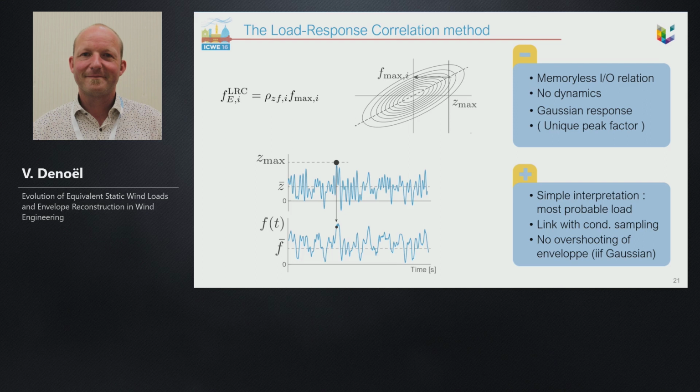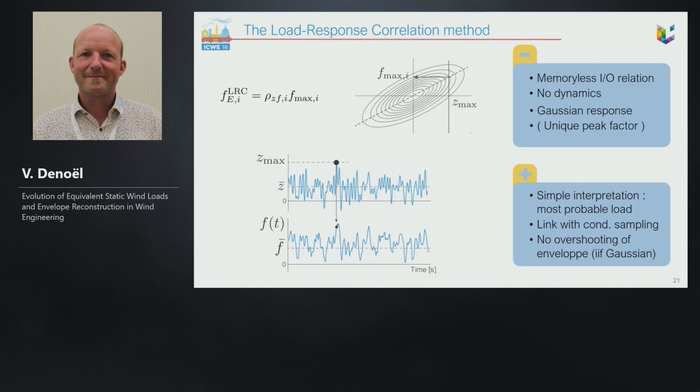All right, so if these perhaps are negative aspects of the method, it has very interesting positive aspects. And the most important one, I guess, is the non-overshooting of the envelope. What does it mean? It means that if you define an equivalent static wind load in that manner, you apply it on the structure, and no matter the other responses you would like to look at, nowhere you will find responses larger than those you would have obtained with the dynamic analysis.